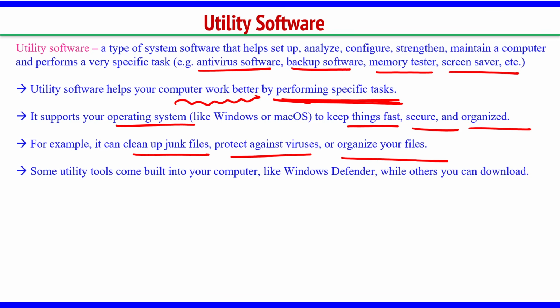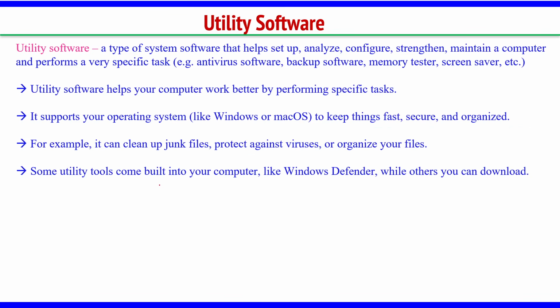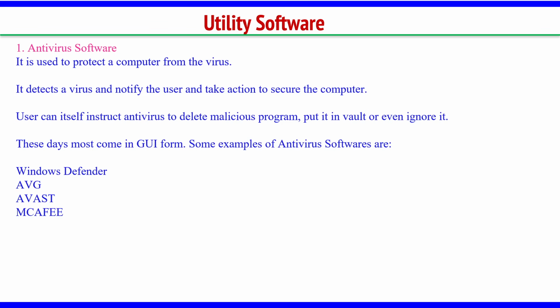Okay, right. Some utility tools come built in with your computer, like Windows Defender. Windows Defender is a default operating system utility software, right? But all others you have to install, something like antivirus, backup, memory tester, screensaver. All this we have to install. So see, antivirus software is one utility software.